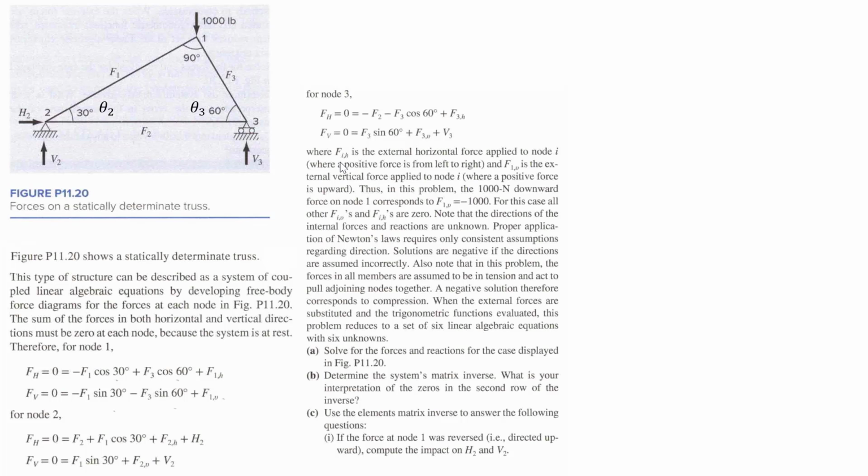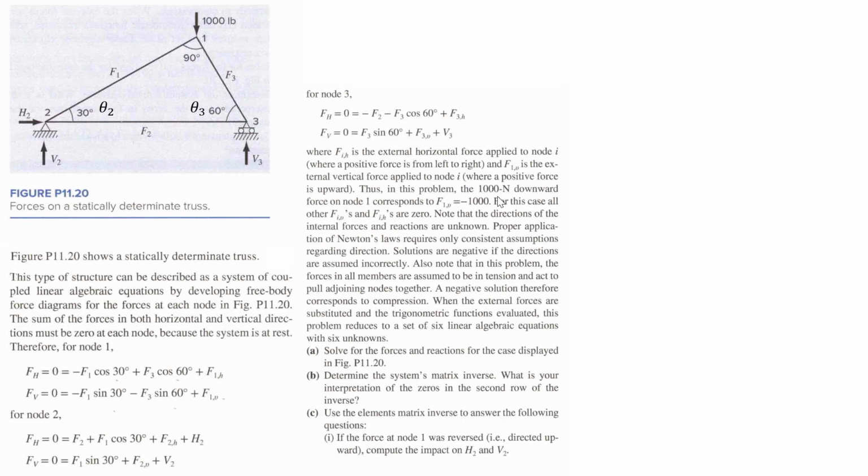And then it says where Fi,H is the external horizontal force applied to node i. So you've got node i, 1, 2, 3. And then it starts to give you some conventions, and you have to pay attention to the conventions, where a positive force is left to right. That would be for a horizontal one. And then it says where FiV is the external vertical force applied to node i, where a positive force is upward. So that would be from down to up, would be positive for a vertical force.